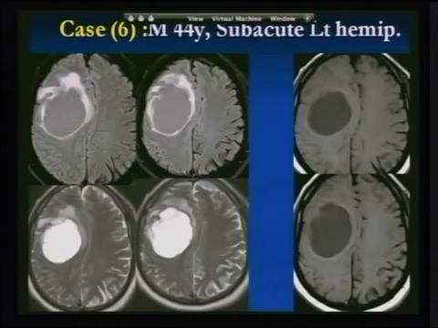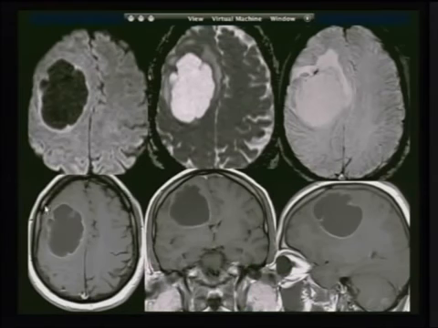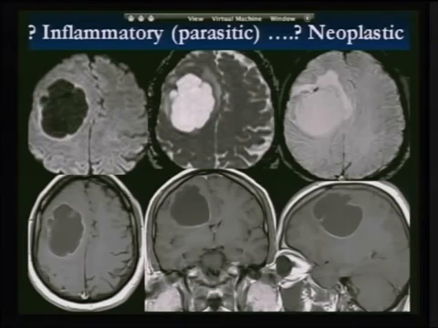Another case, male, 44 years old, coming with subacute left hemiparesis. There is a cystic lesion in the right frontal lobe, irregular margin, CSF-like central portion, mild perifocal edema grade 1, following contrast administration, peripheral thin enhancement, no restriction, no blooming. So, what do you think? Is it a complicated inflammatory cyst or a neoplasm?